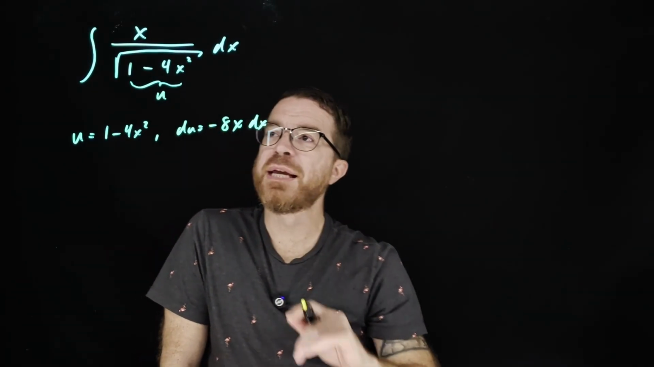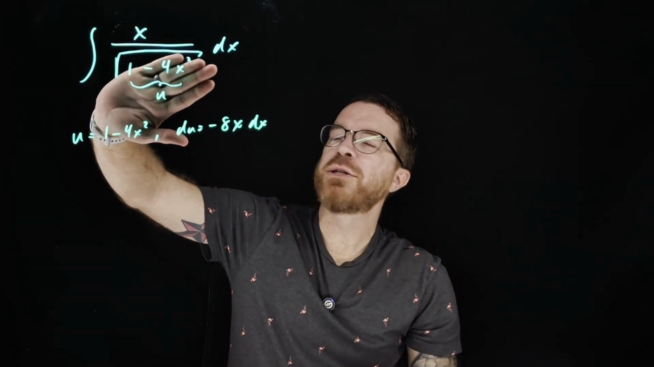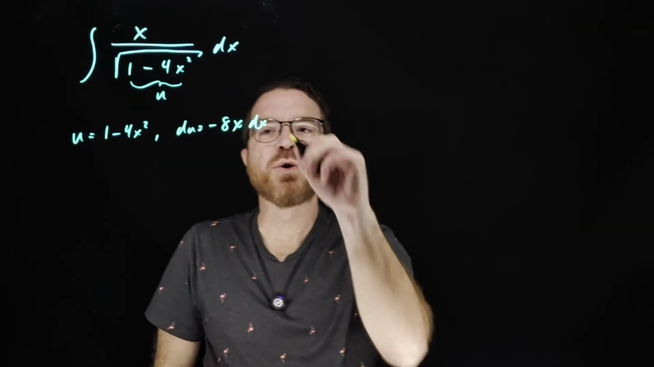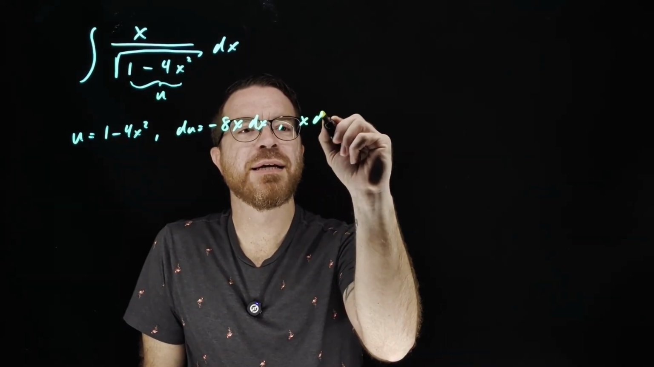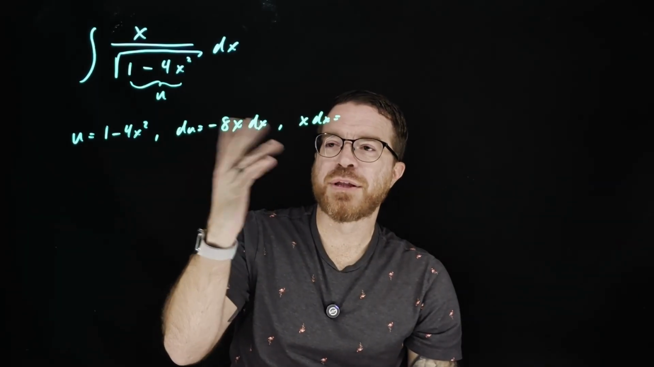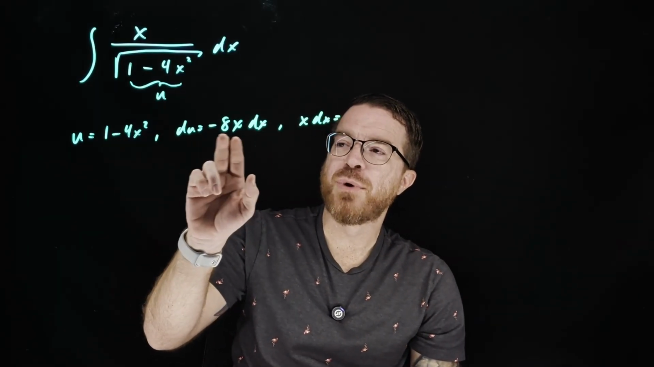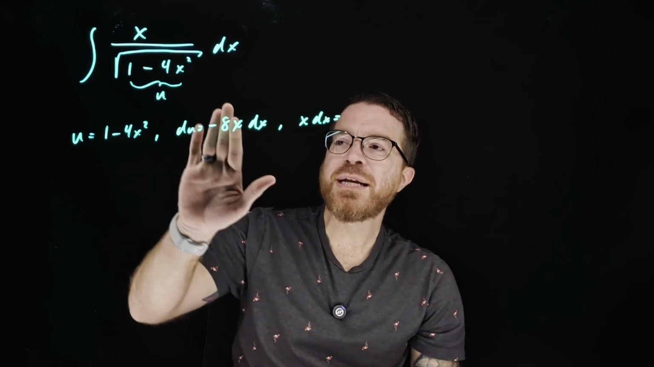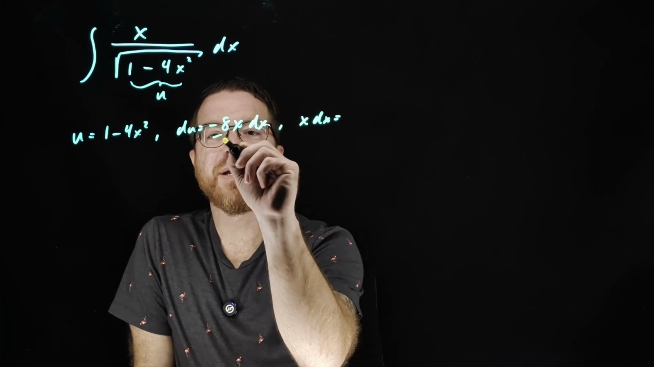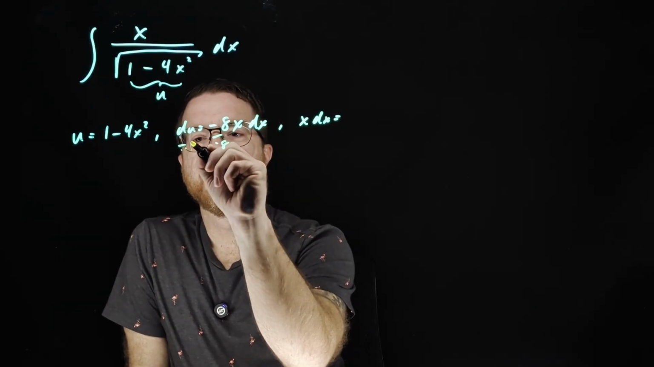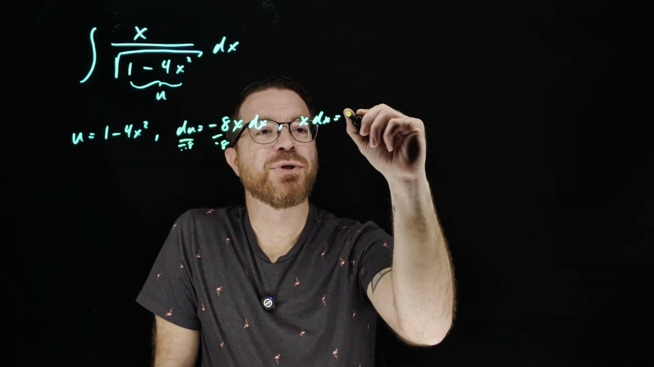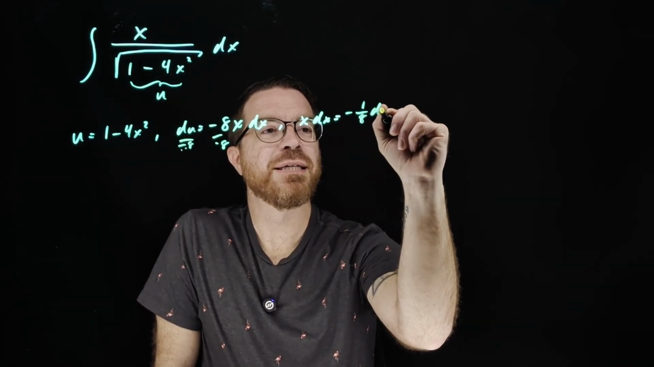So now what we need to do is consider the fact that when we do this substitution, we're going to have the square root of u. We're still left with an x and dx. So we need to figure out if we have x dx, how is this related to our du, which is du is equal to minus 8x dx. So right here, if you look, we have x dx. So what we need to do is we just would divide both sides by -8. And this would give us that our x dx is equal to minus 1/8 du.